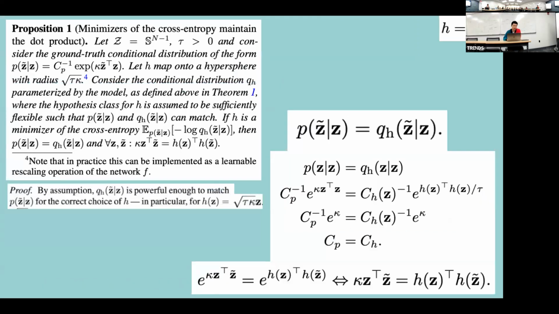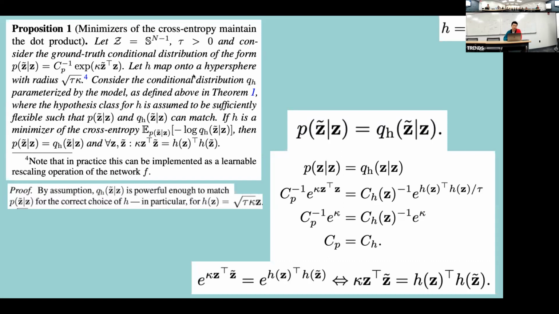Based on the theorem, the next part, they're trying to prove that the minimizers of the optimization, which is the cross entropy, will maintain the dot product on both the latent space and the reconstructed latent space. So if we have optimized the cross entropy, we will have the ground truth conditional distribution equal to our parameterized conditional distribution. Because it follows the von Mises-Fisher distribution, we put these values into that and prove it.